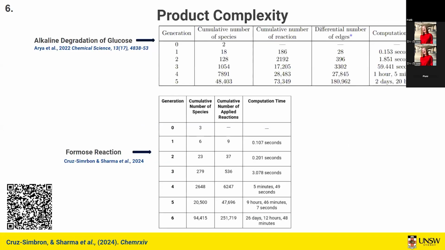And just to give you an idea about the product complexity, we have 2 kinds of reactions: the glucose reaction, which was published in 2022, and the formose reaction, which is just about to be published. Here you can see in generation 0 you have a small number of species, which are your initial reactants. But as you move on, the complexity increases, with the cumulative edges and reaction edges also increasing a lot. So the computational time varies a lot.